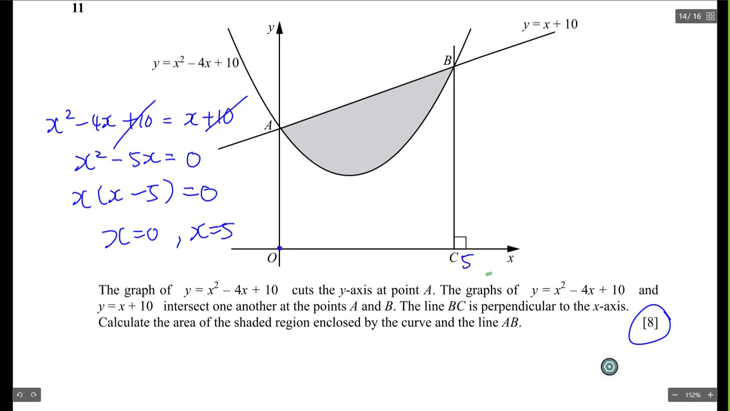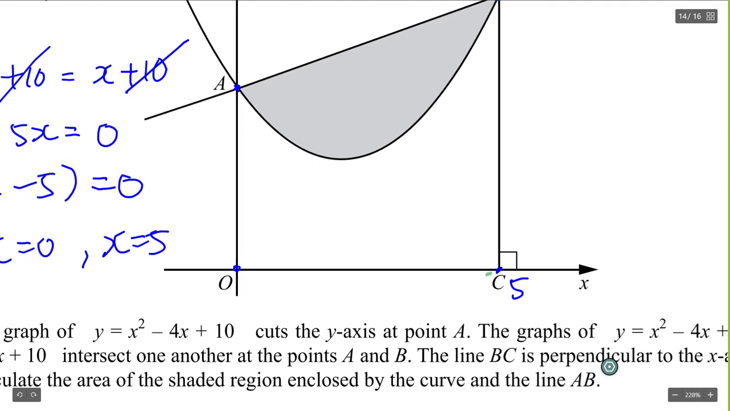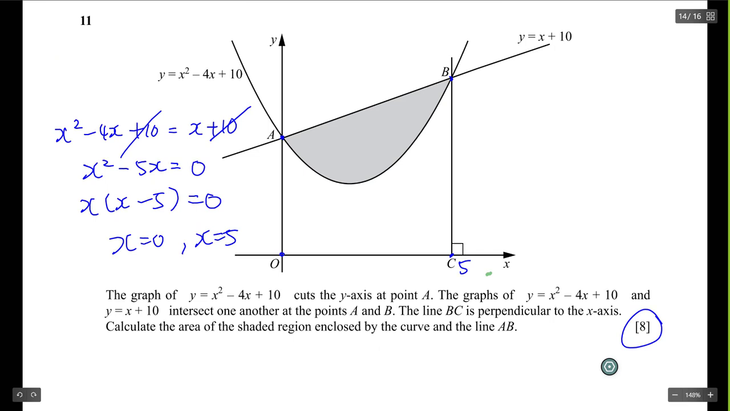So 0 is just here and here, these two values here. But because we need to find the area here, we need to find the coordinates as well. So A is quite easy. You sub 0 into any of the equations here, this is just 10. So I can call the whole coordinate as (0, 10). B is you just sub 5 into here. This one is 15. B will be (5, 15). Of course, in the exam, write down the coordinates, alright?